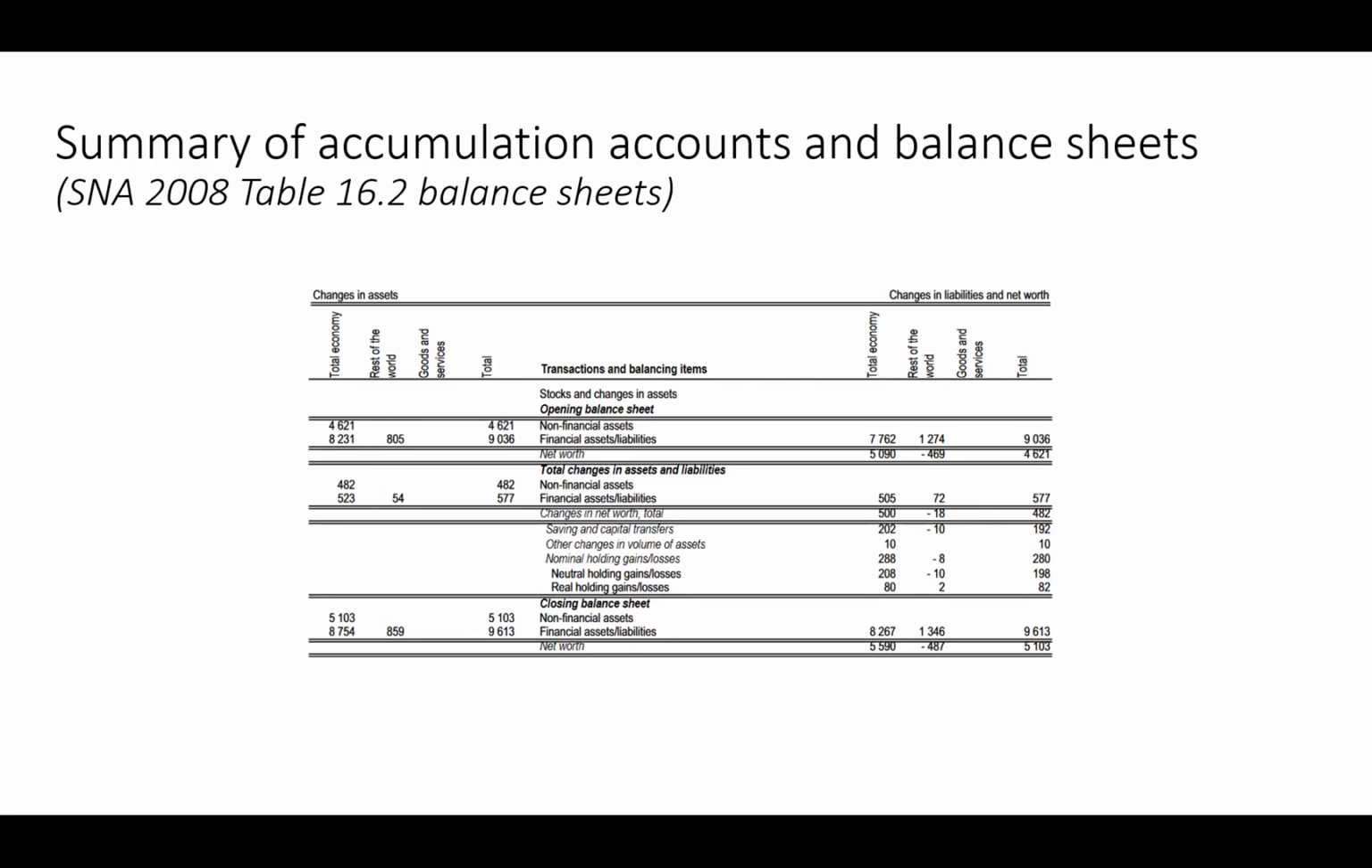And the balance sheet here, we have T account again, columns on the right the changes in liabilities and net worth, and the columns on the left, changes in assets. We have stocks and changes in assets, non-financial assets, financial assets and liabilities, total changes in assets and liabilities, and we have changes in net worth and all the other transactions, and we have closing balance sheets here.